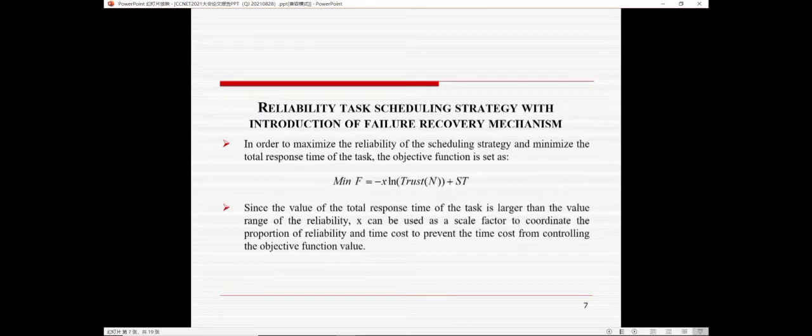In order to maximize the reliability of the schedule strategy and minimize the total response time of the task, the objective function is set as the following formula. Since the value of the total response time of the task is larger than the value range of the reliability, X can be used as a scale factor to coordinate the proportion of reliability and time cost, to prevent the time cost from controlling the objective function values.